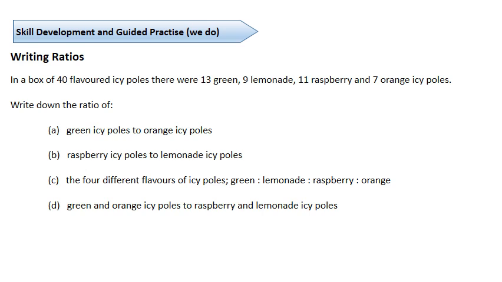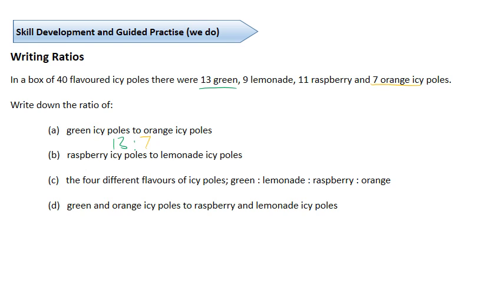Right, so we want the ratio of green Icy Poles. So green 13 is to how many orange? 7. 7 orange Icy Poles.